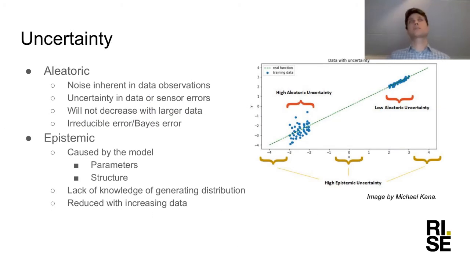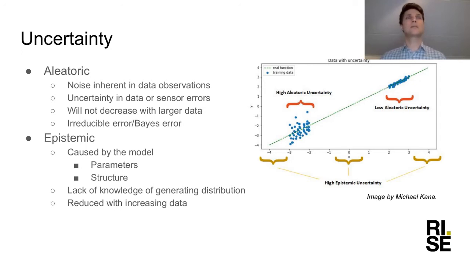Now, what can the uncertainties be? So we classify uncertainties into two different classes, and aleatoric uncertainty is the noise that is inherent in the observations of the data. This means that the data could be spread out and have a lot of noise. It could be that we have faulty sensor readings. It could be that human annotators have been sloppy in the edges of the segmentations, for example. This error will generally not decrease with larger data and is also called the irreducible error or the Bayes error.